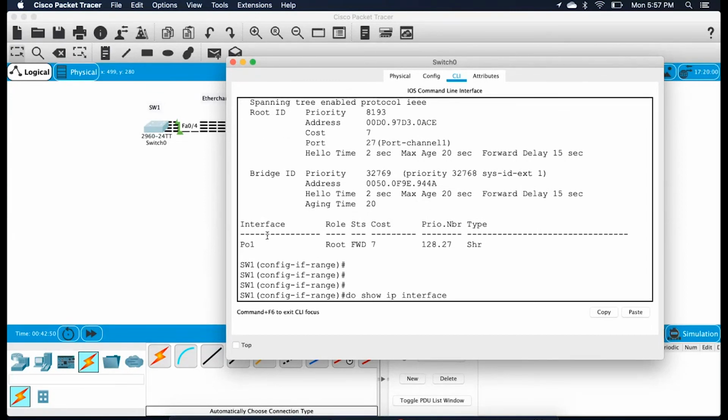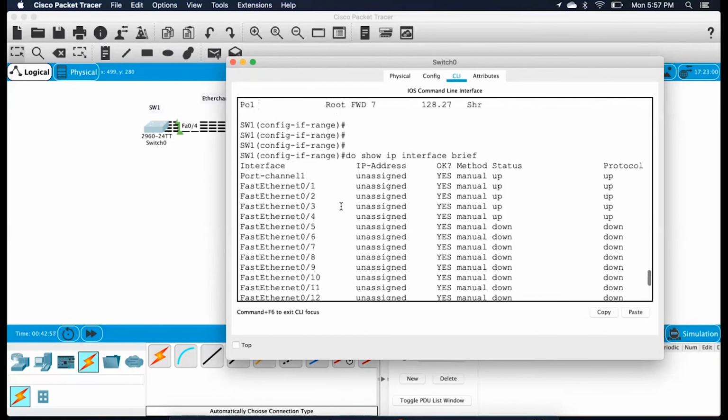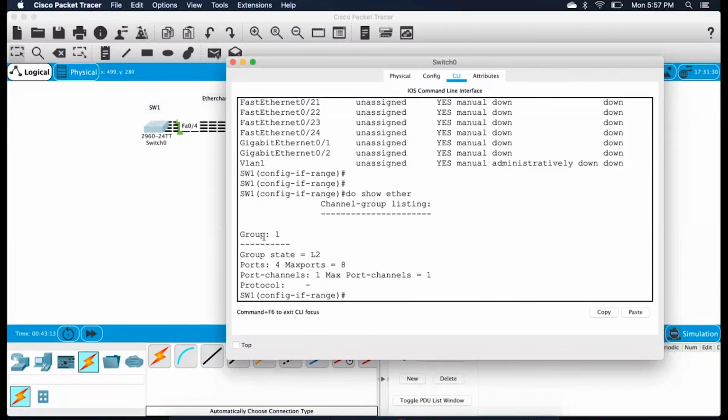And you can also see that if I just perform do show ip interface brief, then you will see port channel 1 as another interface that has come up. So that is basically given to the ether channel, and you can also verify your ether channel by running the command do show etherchannel. And you can see that the group number is 1. The group state is layer 2. It's a layer 2 ether channel.